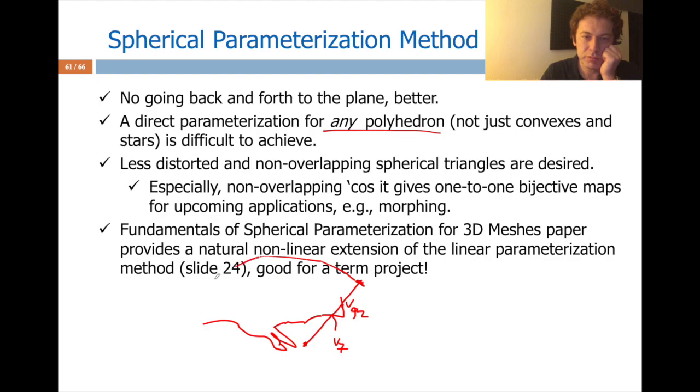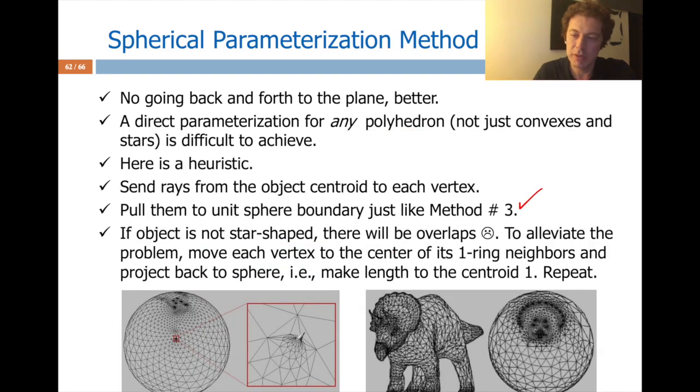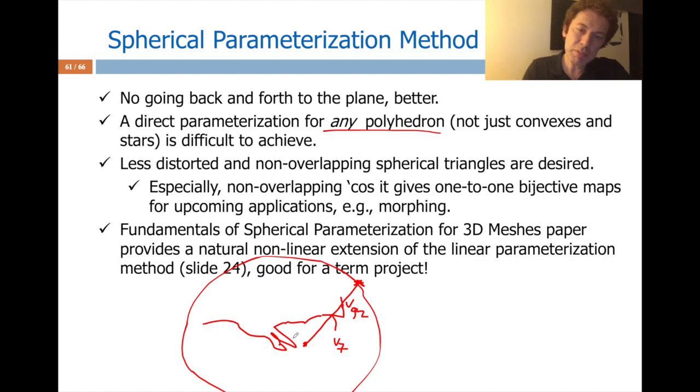In the end, I will draw a sphere like this, right? So what happened? V7 as well as V92 both map to the same point. So there will be overlaps, just like we see here. This can be fixed like this, not a guaranteed solution: pull V7 to the center of its neighbors. It will change the location of V7. It will not be on the sphere anymore, and then project it back to the sphere.